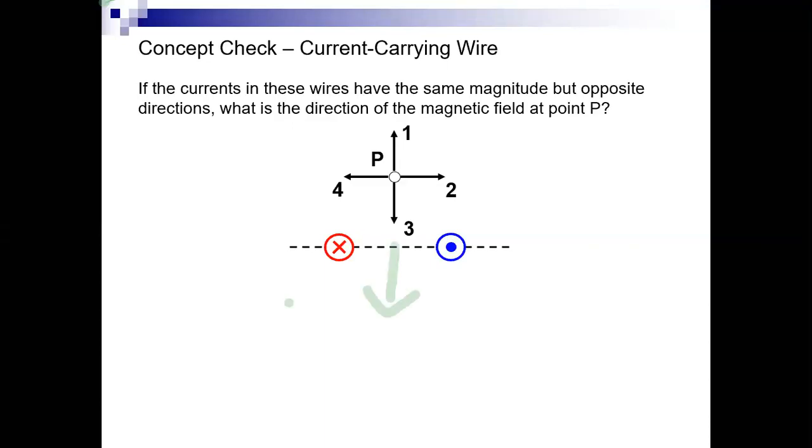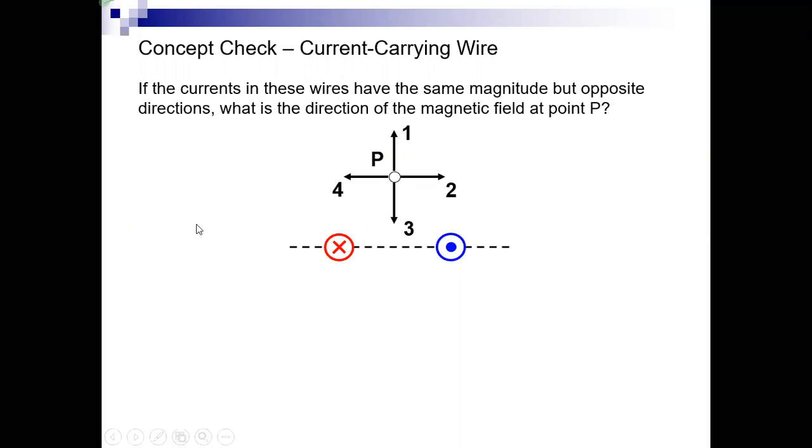It will be clockwise because the direction of current is out of the screen. No, look at the direction of current in both wires. One wire is into the page, another wire is out of the page. If we use the right hand rule, the current coming out of the screen, then our magnetic field will be clockwise.